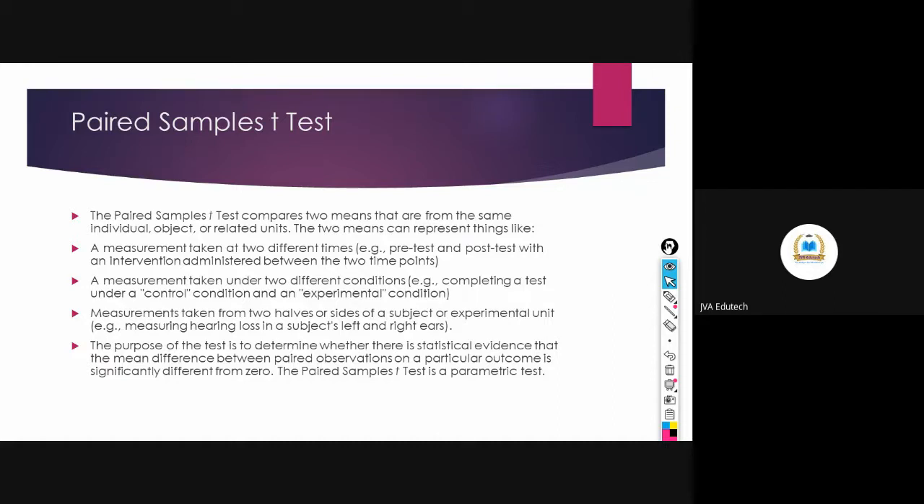So this paired sample t-test compares two means from the same individual object or related units, means from the same population. And the two means can represent things like a measurement taken at two different times, like pre and post situation. I have told you. Or measurement taken under two different conditions, that is completing a test under a controlled condition and an experimental condition. Now you should know what is a controlled condition and what is an experimental condition.